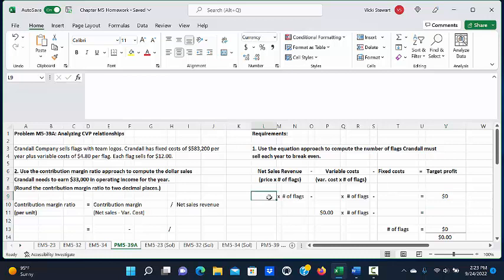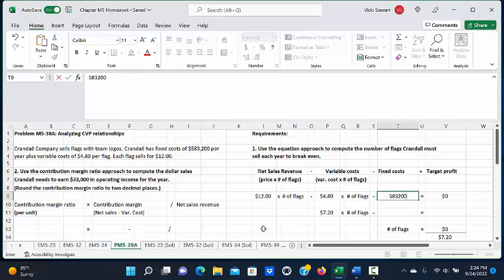Next, we're going to determine what our net sales revenue would be, which is $12 times the number of flags. Our variable cost would be $4.80 times the number of flags, and our fixed cost would be $583,200. So what we are trying to determine is the number of flags that Crandall would have to produce or sell each year in order to break even.